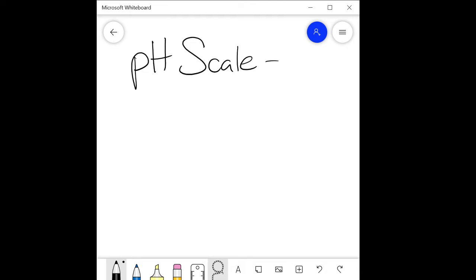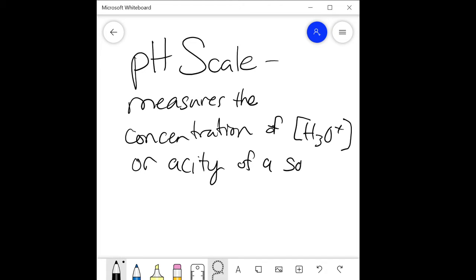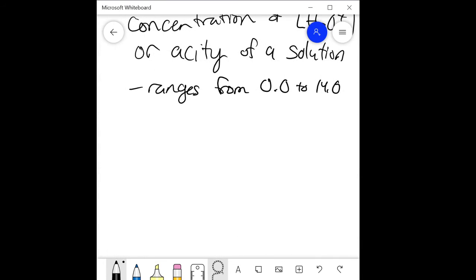So, what the pH scale is, it measures the concentration of the H3O plus or H plus, the hydrogen, or it's the acidity of a solution. The pH scale ranges from 0.0 to 14.0, and how it works normally goes up and down, but I'm going to draw it this way.